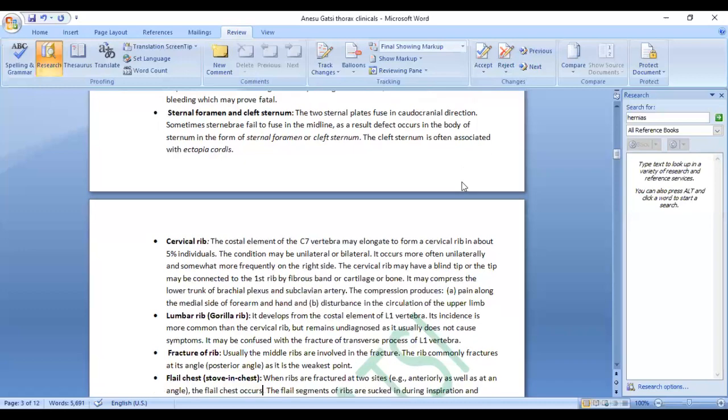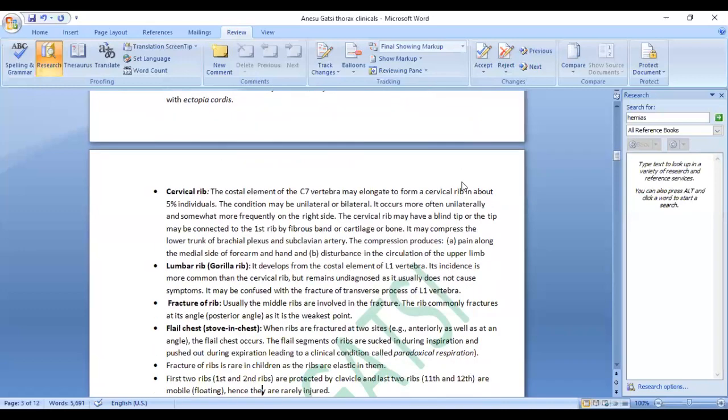Then you have what is known as a lumbar rib or a gorilla rib, which is actually more common as compared to a cervical rib. It develops from the costal element of L1. Costal elements, as I say, are just the transverse processes. Its incidence is more common, but it may remain undiagnosed because it does not cause any clinical symptoms.